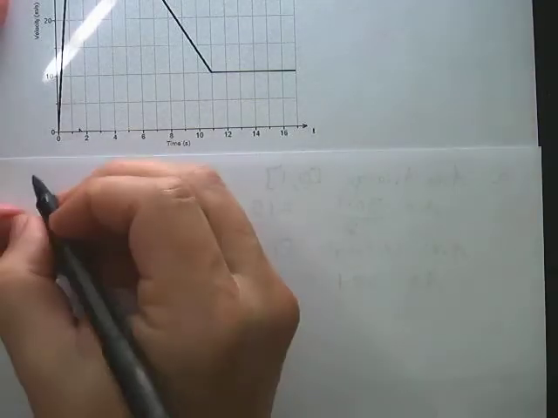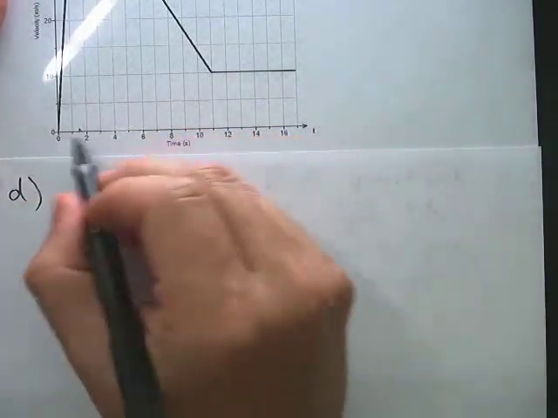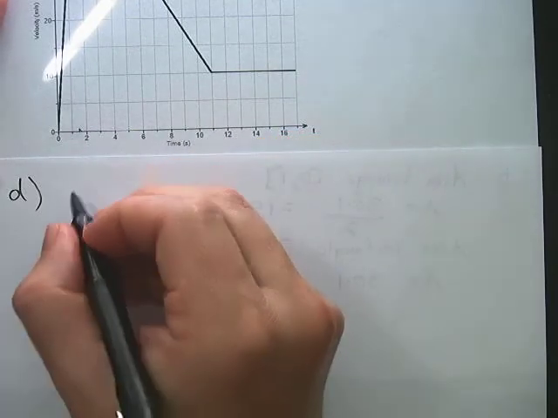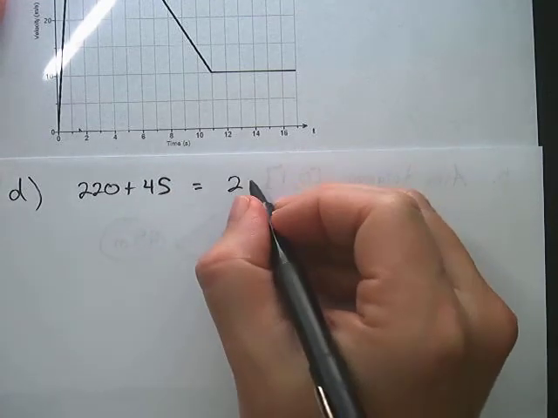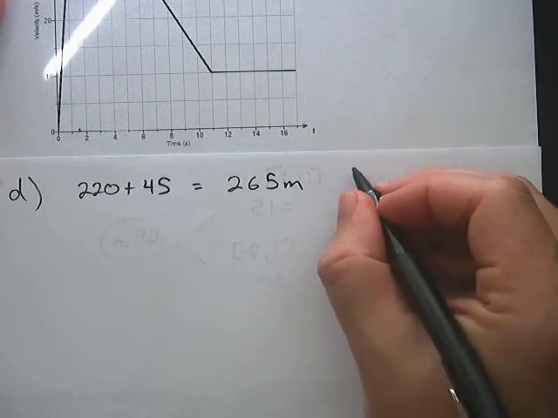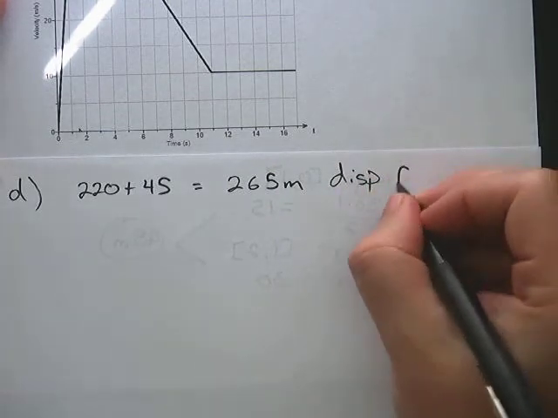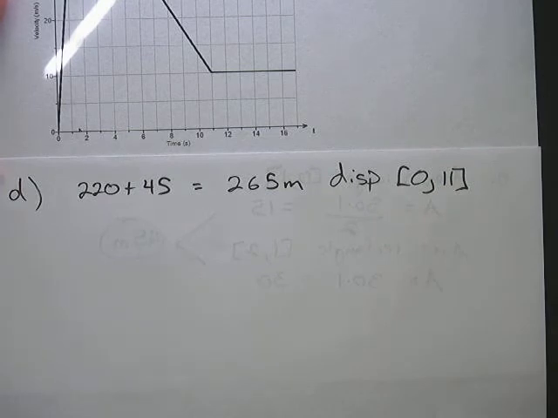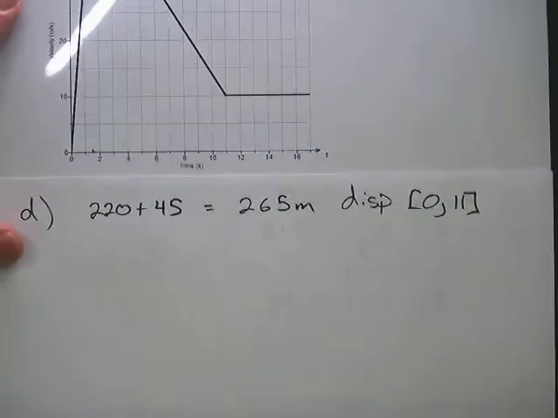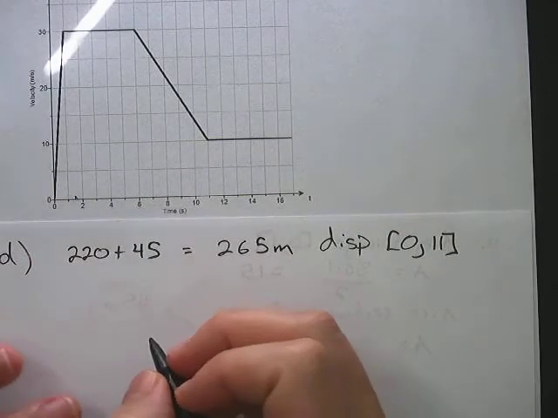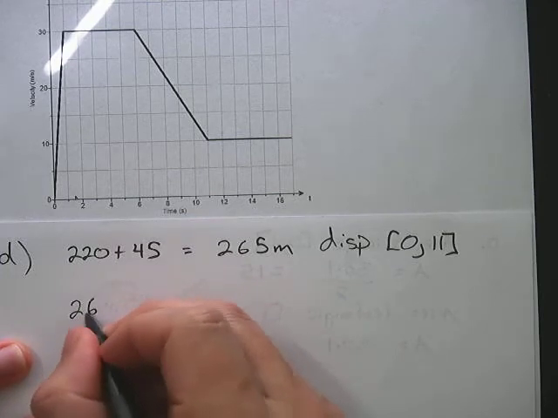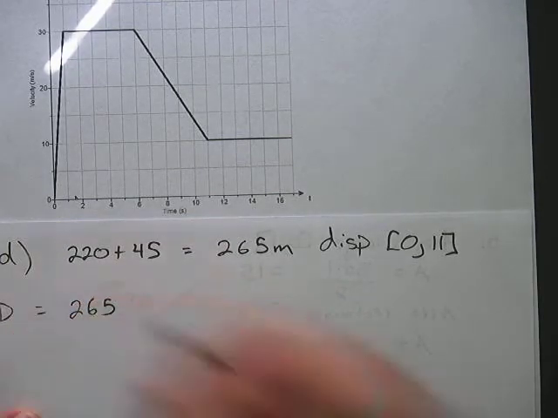So the first thing we need to do for letter D is figure out what the total displacement is leading up to 11. The total displacement was 220 plus 45, so we get 265 meters, and that's the displacement from 0 to 11. Now they're asking us to find a function that represents the displacement between t equals 0 and any time greater than 11.